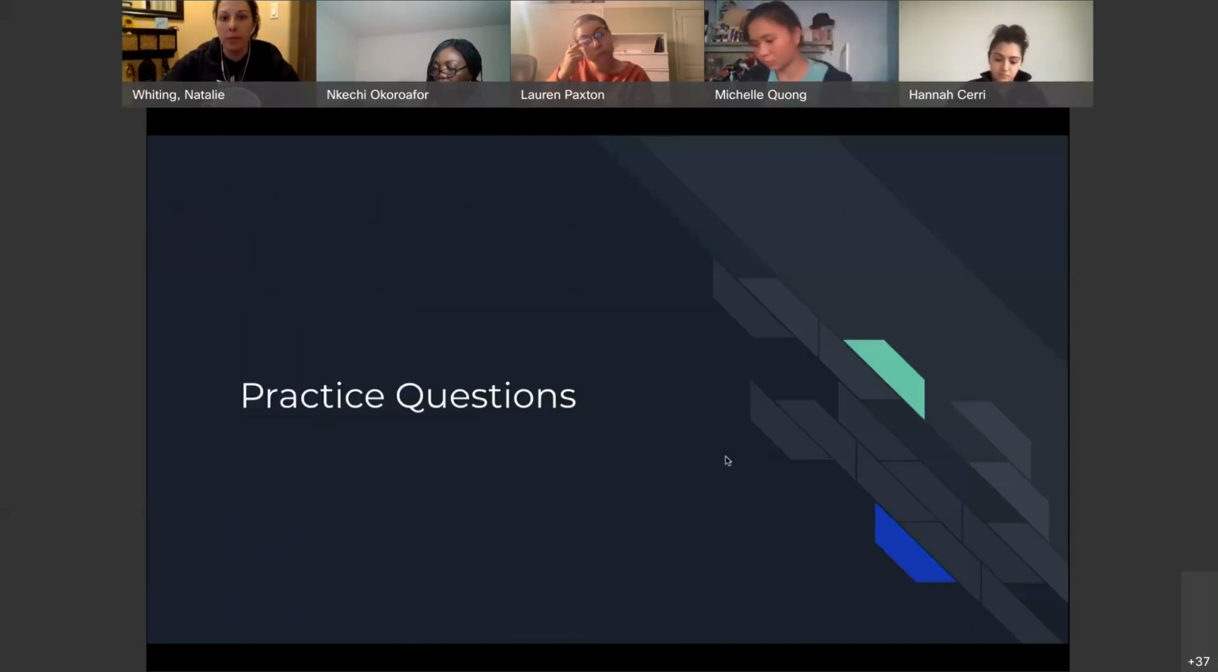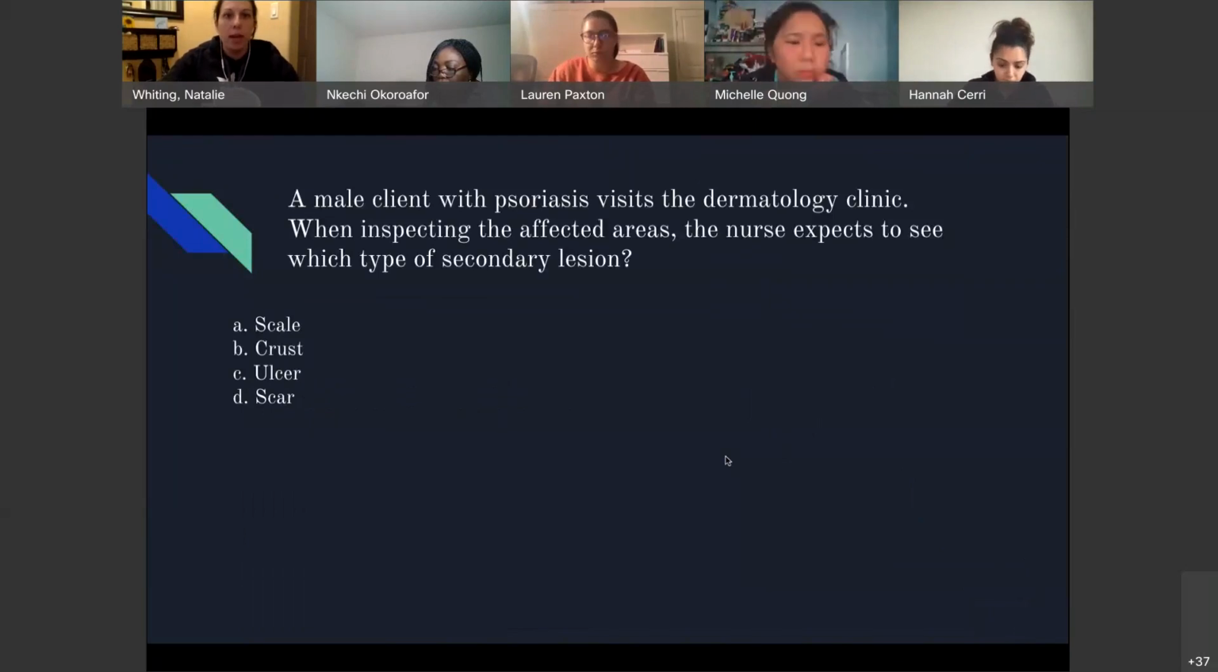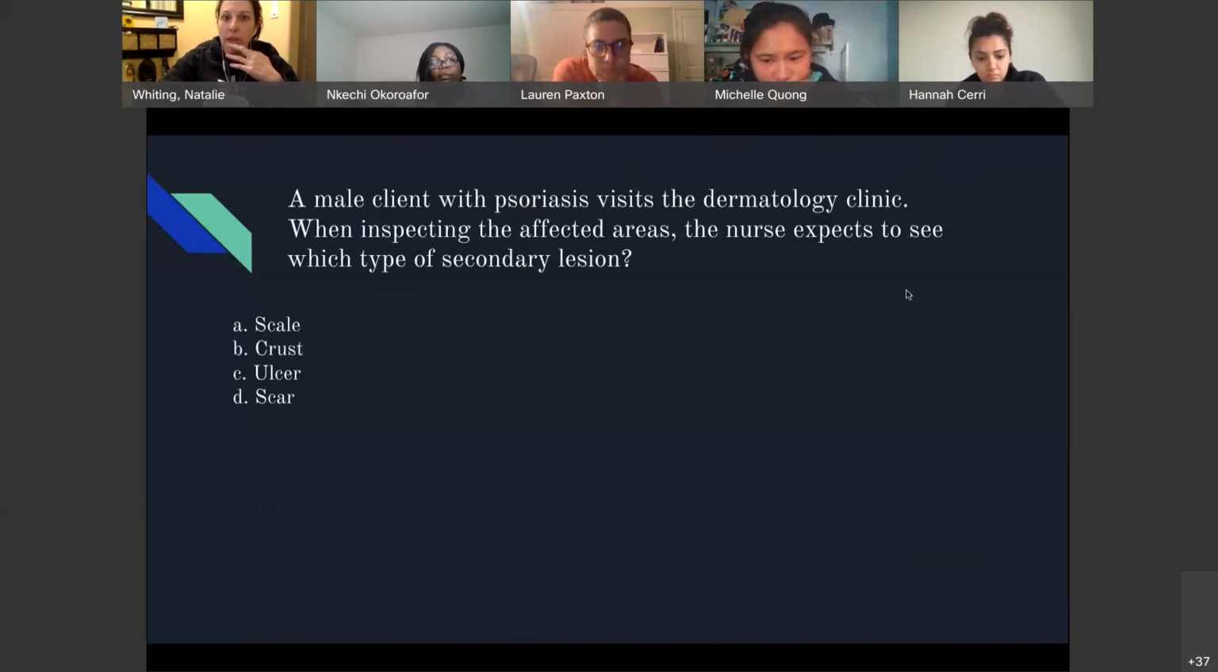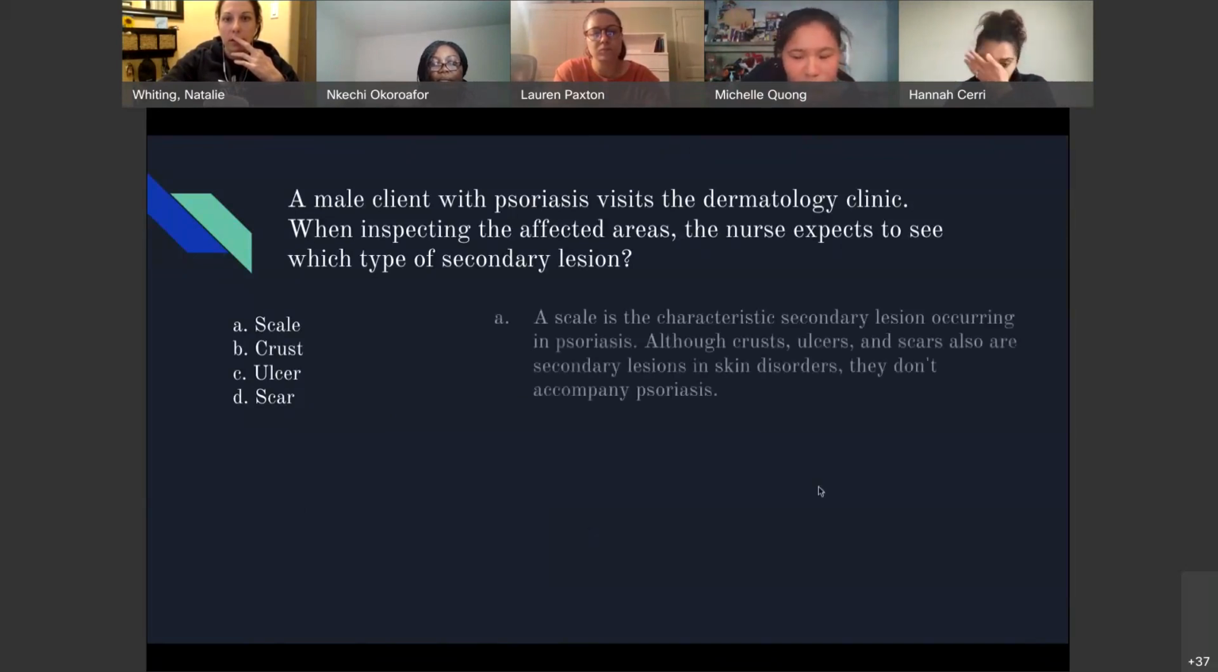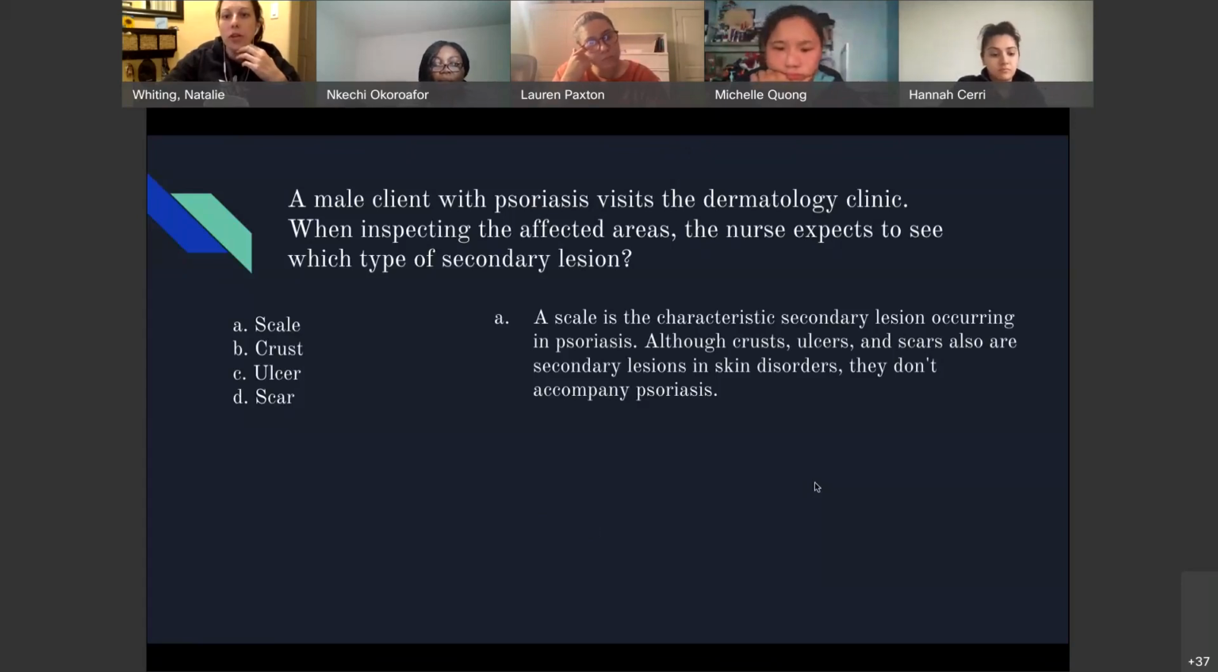Practice questions. All right, so we only got a few. A male patient with psoriasis visits the dermatology clinic. When inspecting the affected areas, the nurse expects to see which type of secondary lesion: scale, crust, ulcer, or scar? Good job. So scale is characteristic of a secondary lesion occurring in psoriasis, although crust, ulcers, and scars are also secondary lesions in skin disorders. They don't accompany psoriasis.